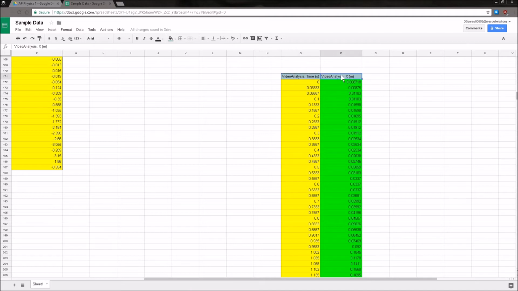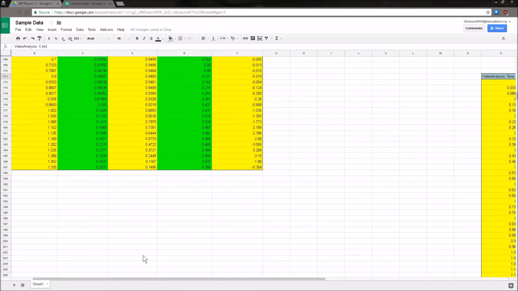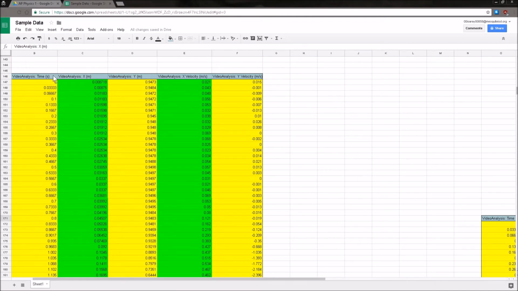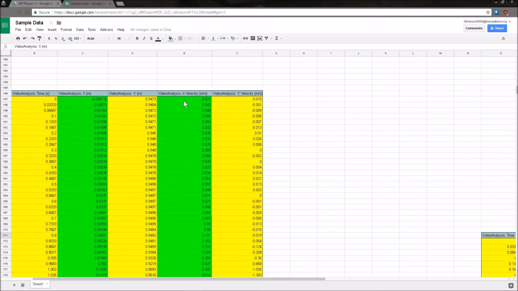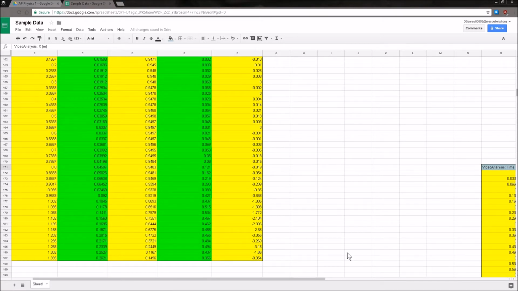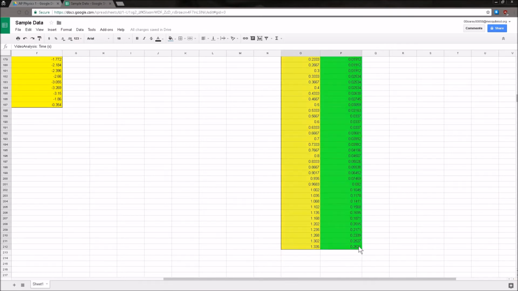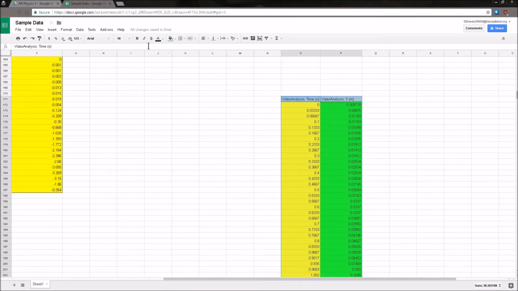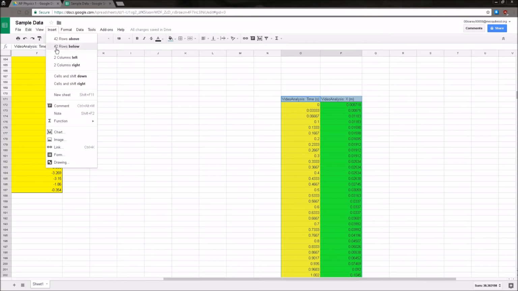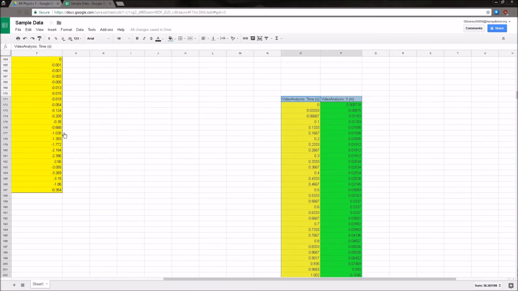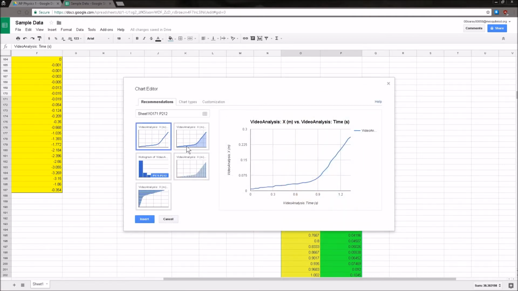So now we have time and position. Again, if we wanted something like time and velocity, same trick as I showed you before, Control Shift, and just move it out of the way. So what you're going to want to do is select this entire data set, and then go up to Insert, Chart, and this will give you some previews.